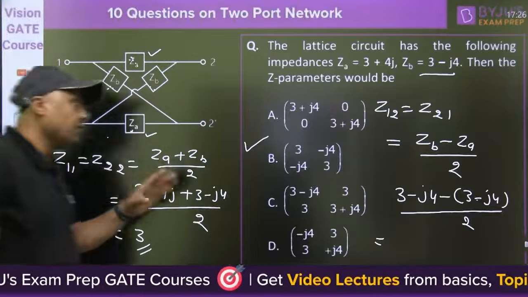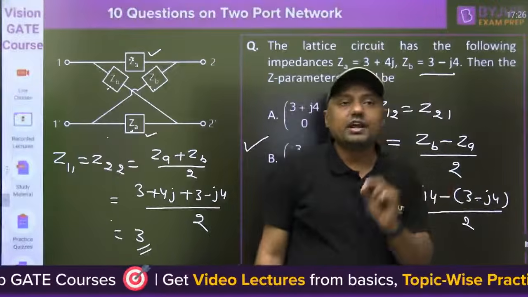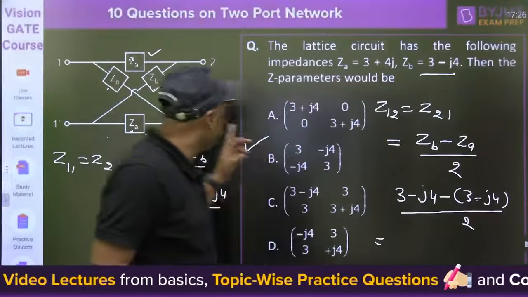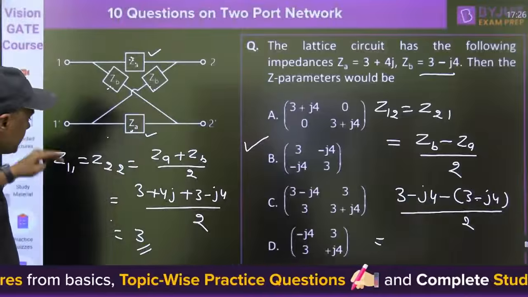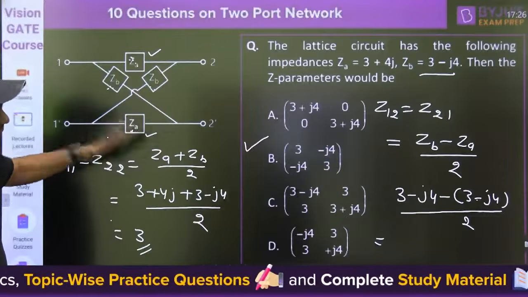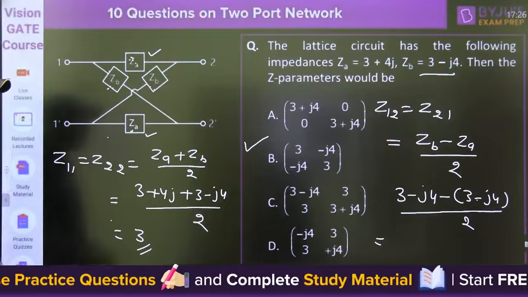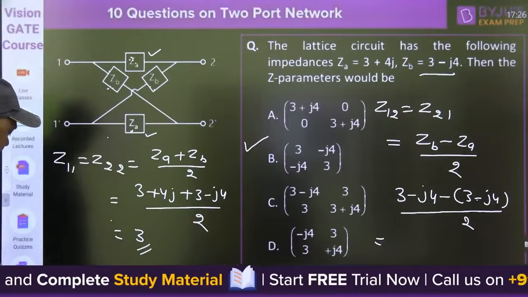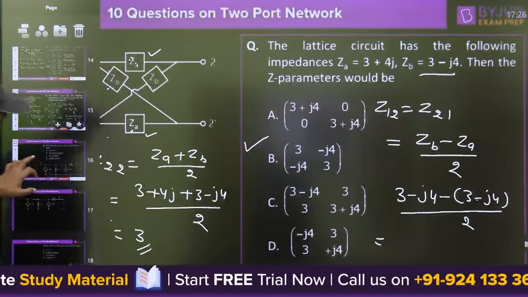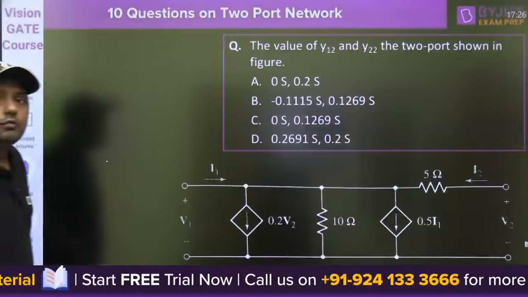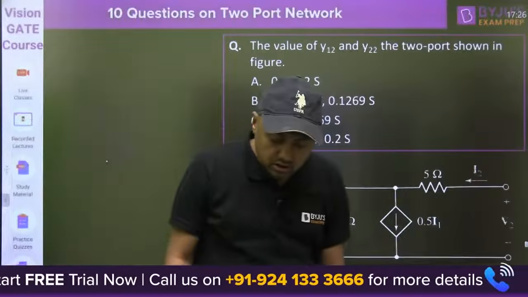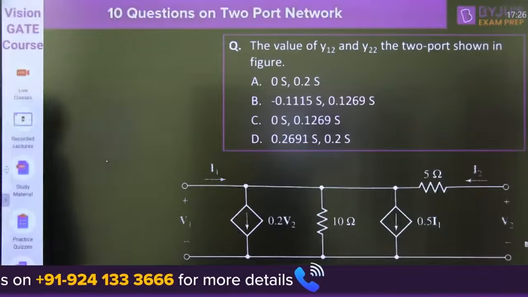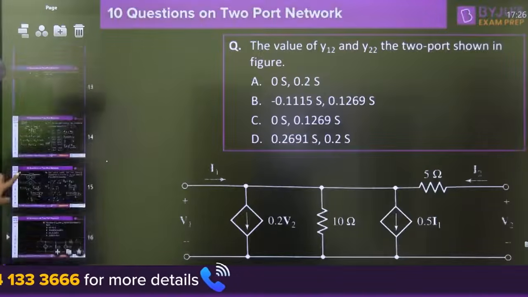But remember, that is the formula, (ZB minus ZA) by 2. And for the other parameter, Z11, Z22 is equal to (ZA plus ZB) by 2. Okay then. Now, next question. Remember this formula. Tell me, what will be the answer for this question? I think it is the 5th question. Tell me, what is the answer?